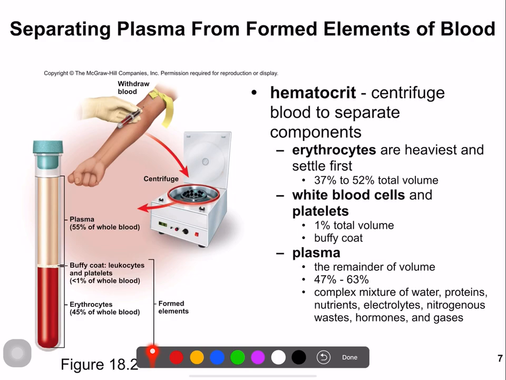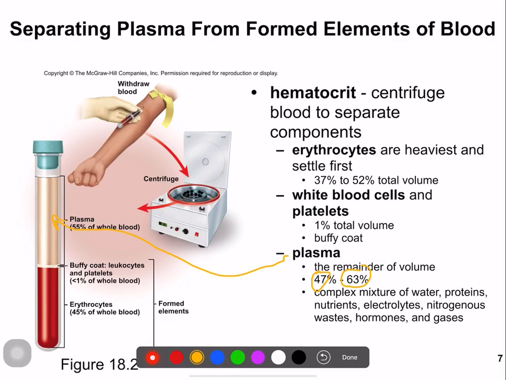the total volume. The white blood cells and the platelets, they're the ones that we find in the buffy coat. They're typically about 1%. And then the plasma, which is this area up here, makes up the rest of the volume. It's somewhere about half to a bit more. So it's 47 to about 63%.